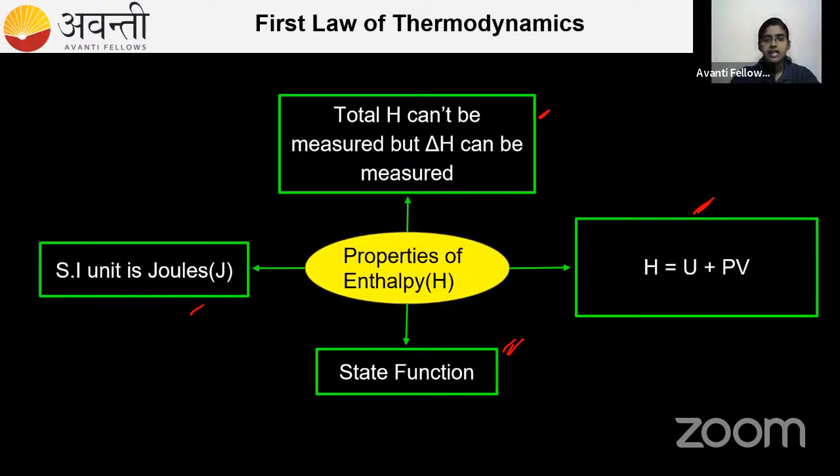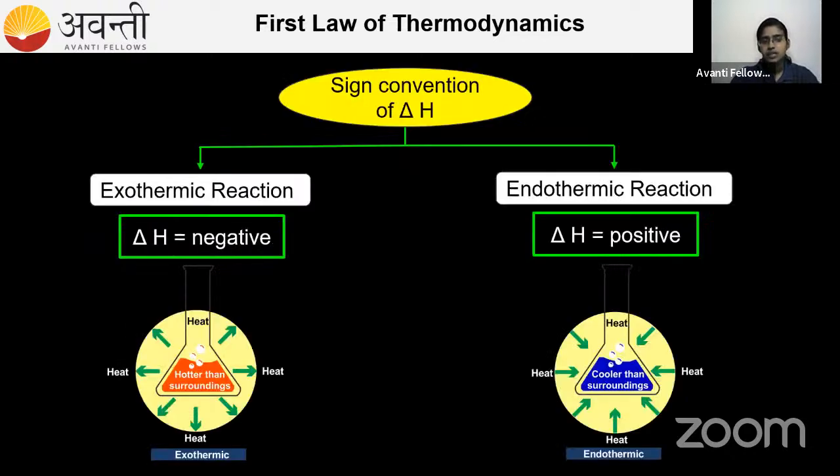Coming to the sign convention of this enthalpy, if the process is exothermic, delta H will be negative, and if the process is endothermic, then delta H will be positive. Exothermic means heat energy will be released. Energy will be released from the system. And if the energy is getting absorbed by the system, then we call that process as endothermic. Okay, in that case, delta H value will be positive.